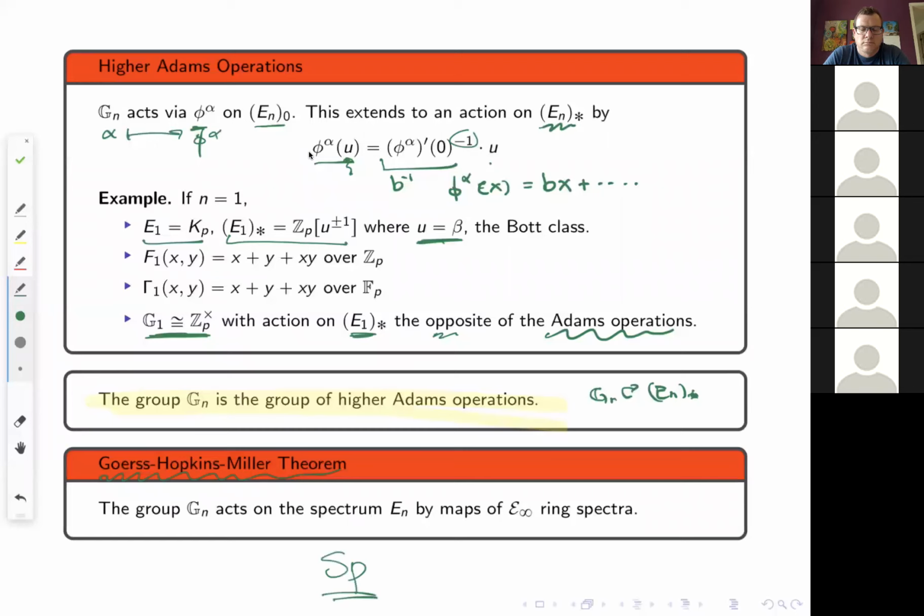The words for this is that it acts by maps of E-infinity ring spectra, okay? So if you know what that is, that's great. If you don't, think of it as the best kind of action you could get. It acts honestly, just on the nose, and it respects all kinds of great things. So you want to think of En as a commutative ring in the most rigid sense that you could think of, and the group Gn acts on this commutative ring by maps of rings, the best kinds of maps of rings that you could hope for.